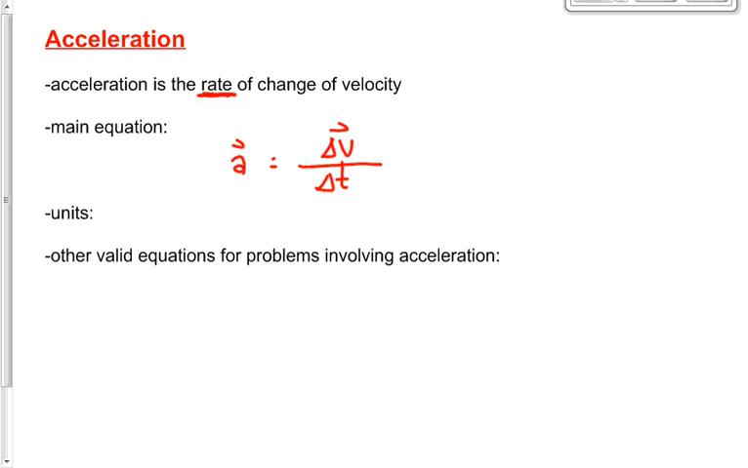What are the units that we'd use? Well, if we look at velocity, it's meters per second. Time is seconds. So you could write meters per second over seconds like we have there, or we could simplify that a little bit and write meters per second squared. That's typically the way we're going to write it, meters per second squared.